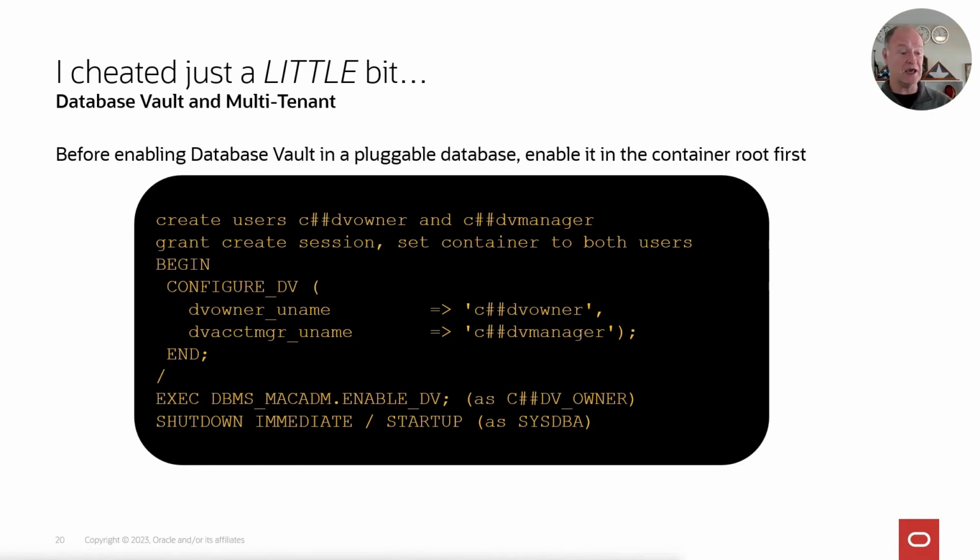With multi-tenant, you can have Database Vault just in the container, or you can have it in the container and the pluggable. If you just have it in the container, mainly what you're doing there is preventing container administrators from seeing pluggable data. If you have it in the pluggable, that's when you get those finer grained rules, like I was saying.